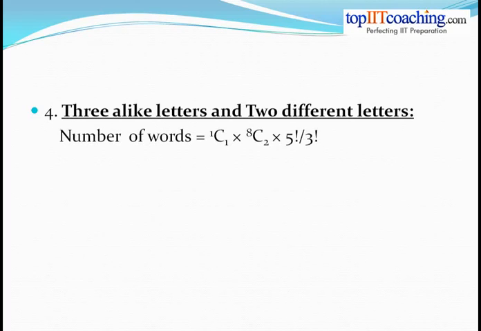Now we have to arrange them. That can be done in 5 factorial by 3 factorial, 3 factorial because there are 3 similar I's in those 5 letter words.